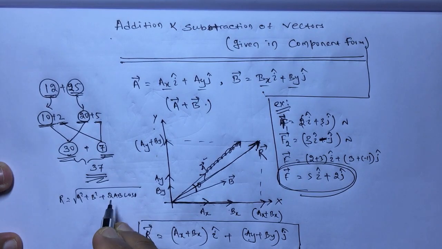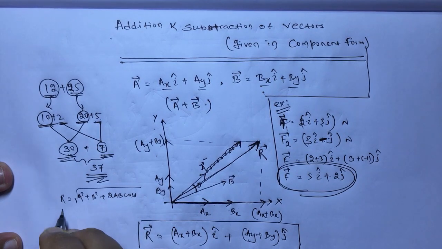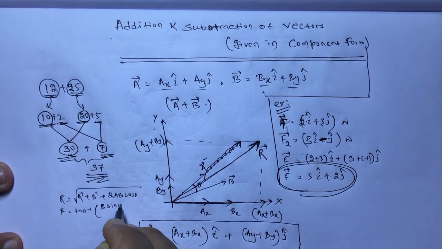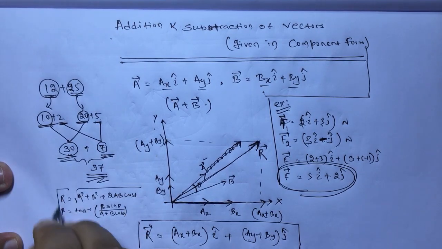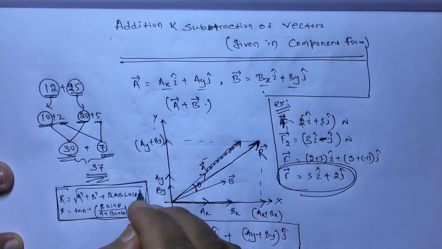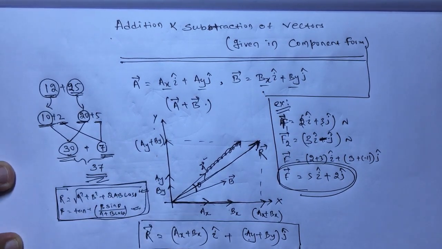This was the magnitude. Again, to find the direction, you have to do this: beta equals tan inverse of b sin theta divided by a plus b cos theta. This much you have to do to find the r vector. This is to find the magnitude, and this is to find the direction.